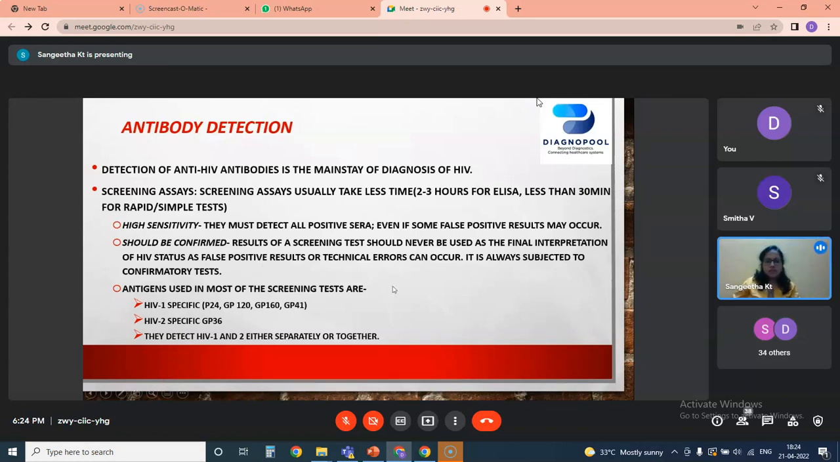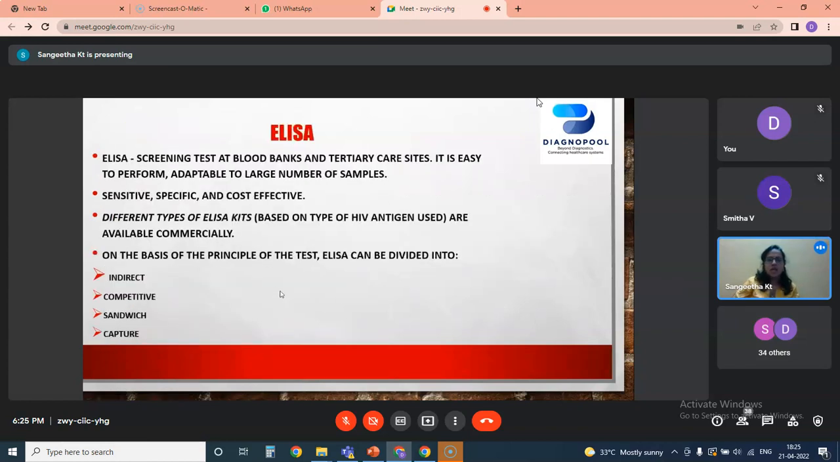The various antigens which are used for these screening tests can be HIV 1 specific, which I have already discussed. We have P24, a capsid antigen, and the envelope antigens 120, 160, 41. Even the HIV 2 specific antigen, glycoprotein 36, is used. So these are the various antigens which are used for detecting the antibodies.